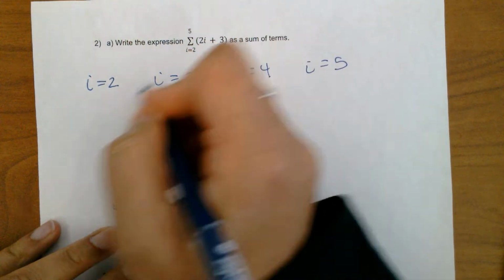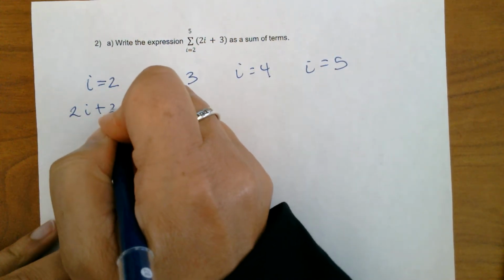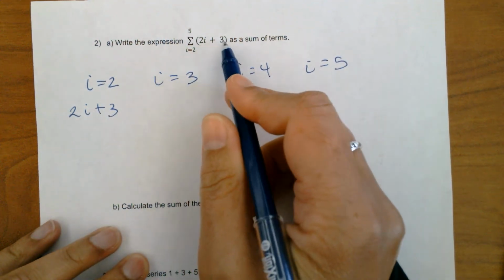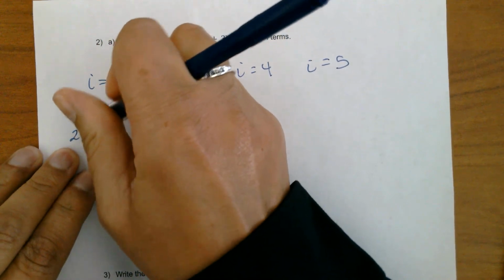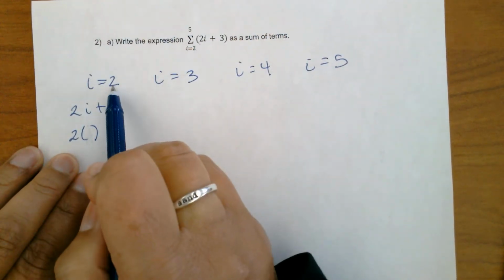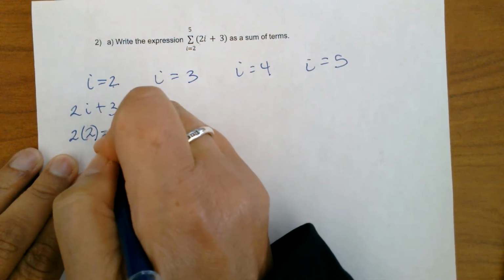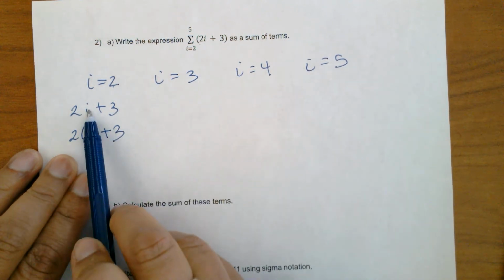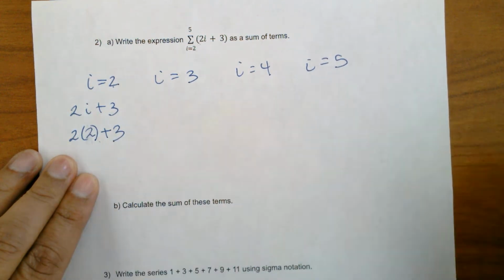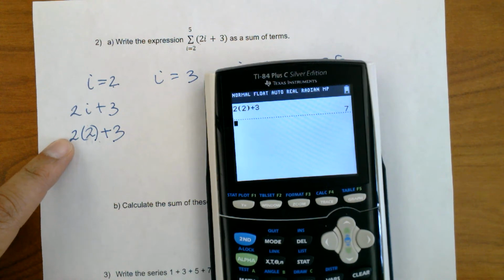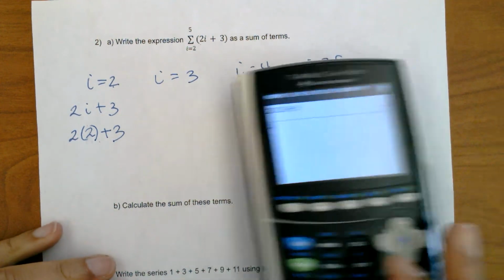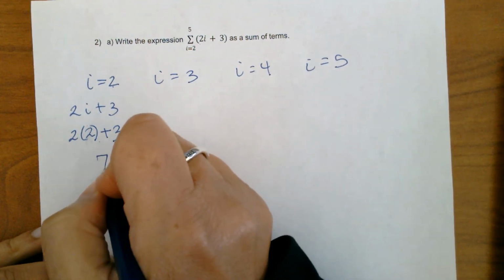Okay, here's our expression, 2i plus 3. So where the i is, you're going to replace it with the value they had you start with, 2 times 2 plus 3. So instead of i, I'm just rewriting the 2. Now, we could do this in the calculator. 2 times 2 plus 3, 7. Or if you knew to multiply and then add, you could use order of operations. Either one works. So 7.